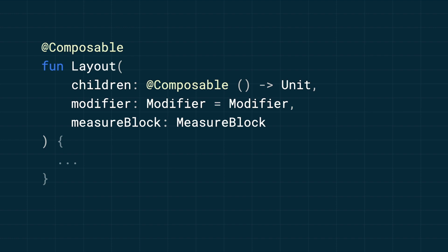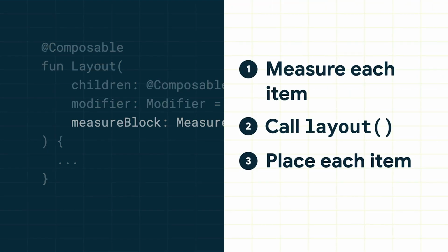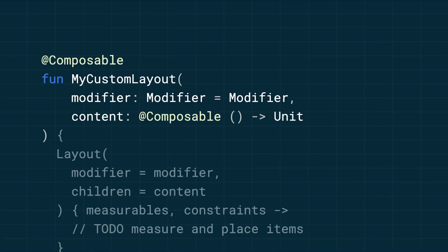It's what rows and columns and cells use, but you can and should use it directly to achieve your own custom layout. It accepts children to be laid out and any modifiers to apply for them. You implement a measure block to create your custom behavior. In this, you have 3 things to do: measure each item, call the layout method, and place each item. Let's walk through these.